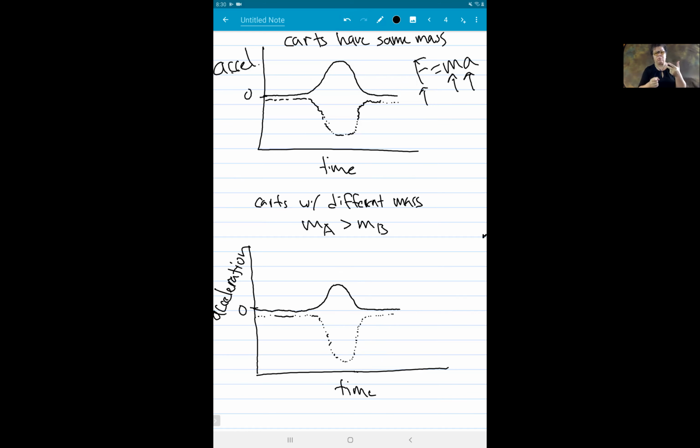Okay, so that's what we would expect. Of course, this being A and dotted being B. We would expect B's acceleration to be much more dramatic than A's acceleration in the event that the mass of cart A is more than the mass of cart B. So that's explaining another one of the plots that you'll see.